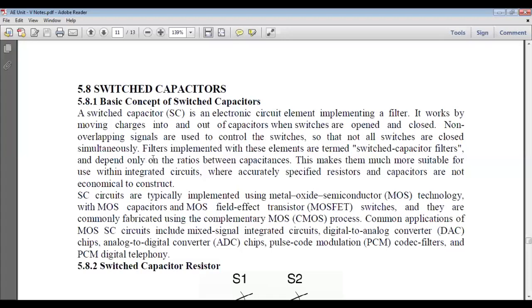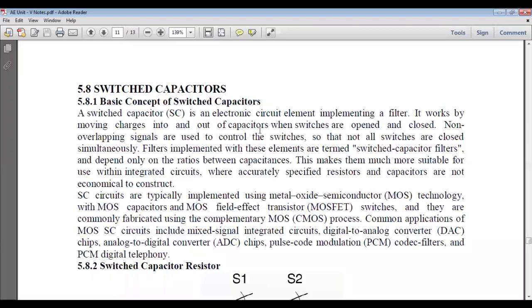And the filter implemented using switch capacitor is called switch capacitor filter. Basically, take a combination of capacitor and the switches and operate the switches for opening and closing. When you are operating the switches for opening and closing, charges can be moved into and out of the capacitor. In such a case, it is called switch capacitor. When they are used for implementing a filter, they are called switch capacitor filter.